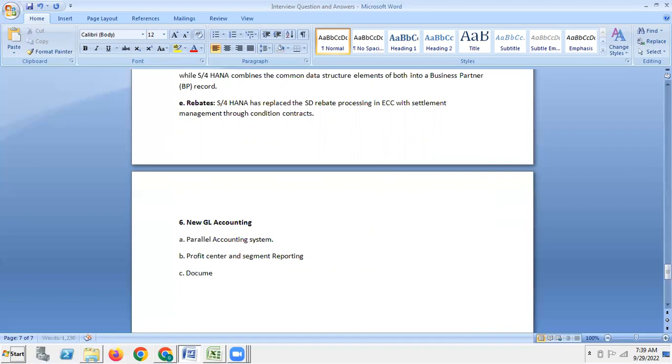Next, document type with entry view and GL view. Document splitting. FICO real-time integration.